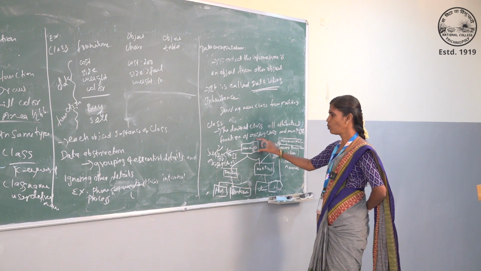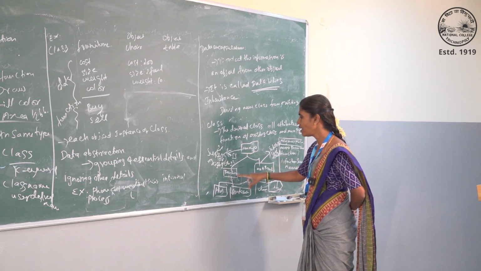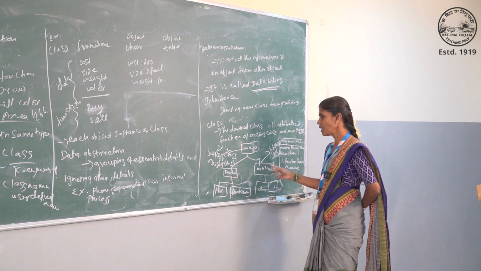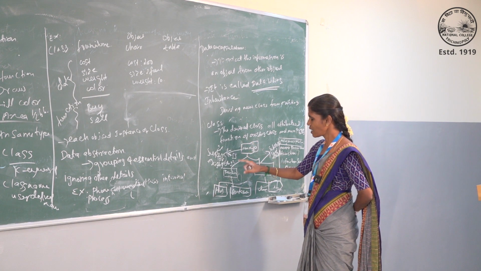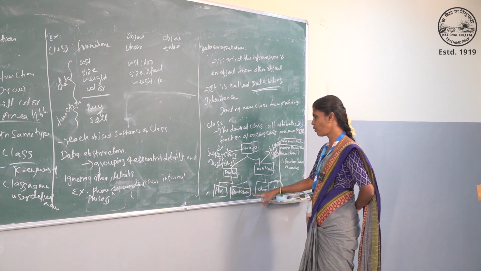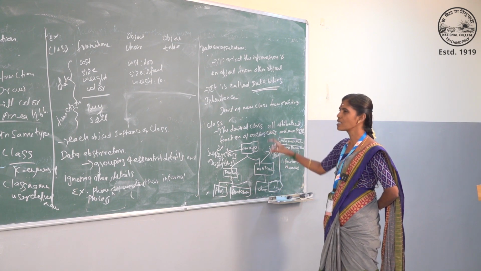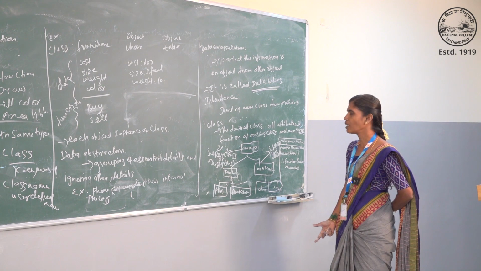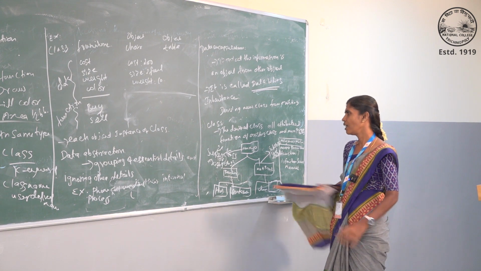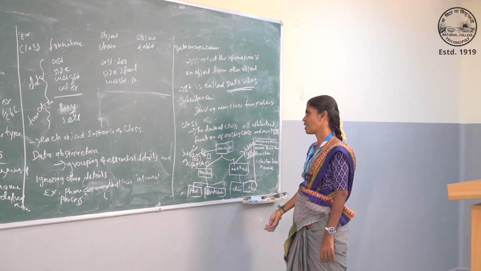The super class data is inherited by teaching and non-teaching. The teaching class data is inherited by HODs and professors. That is called inheritance. Another example is parent and child. The parent's data is derived by the child.